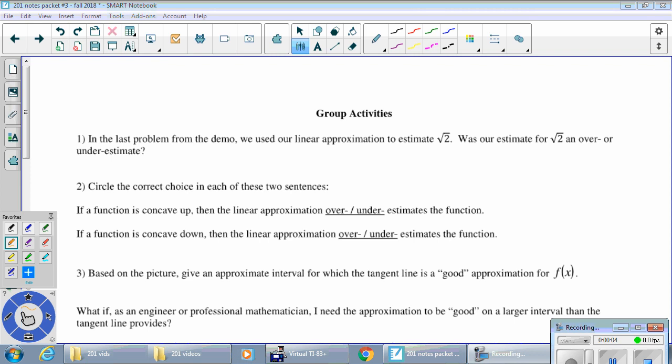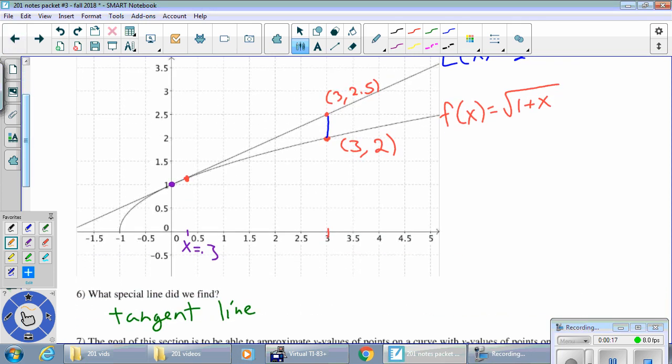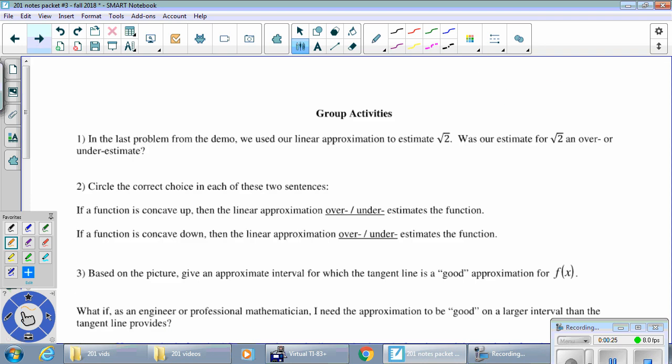Lesson 28, activities. In the last problem from the demo, we used our linear approximation to estimate square root of 2. Was our estimate for square root of 2 an over or underestimate? I'd like us to know based on the graph here. In this case, the tangent line is always above the curve. So every time we use the tangent line to approximate y values on the curve, we are getting overestimates. Every single one of our answers is going to be an overestimate.